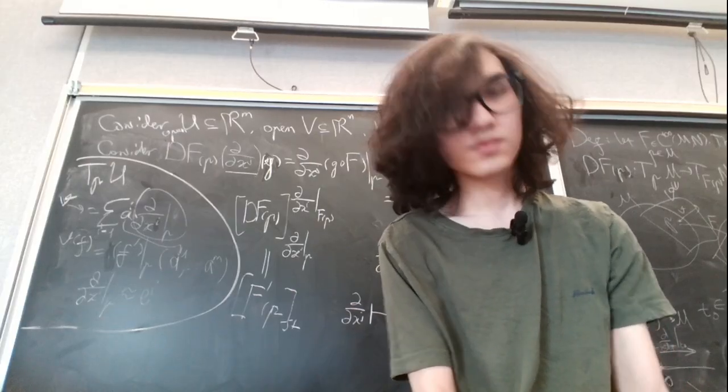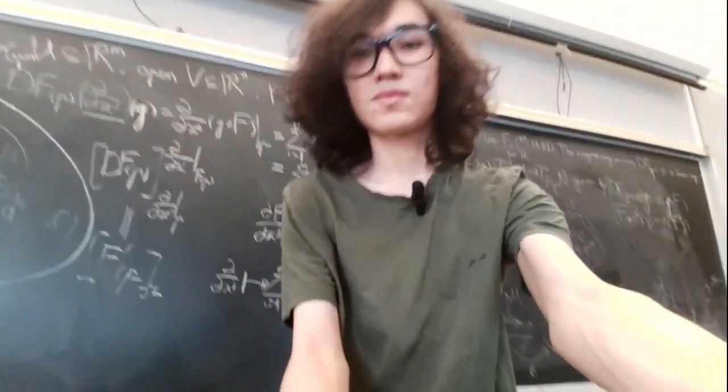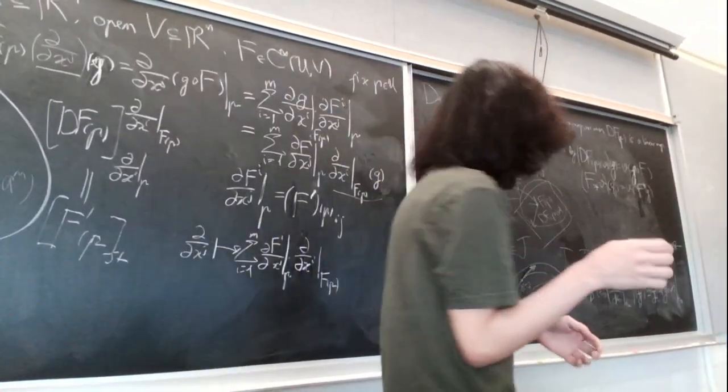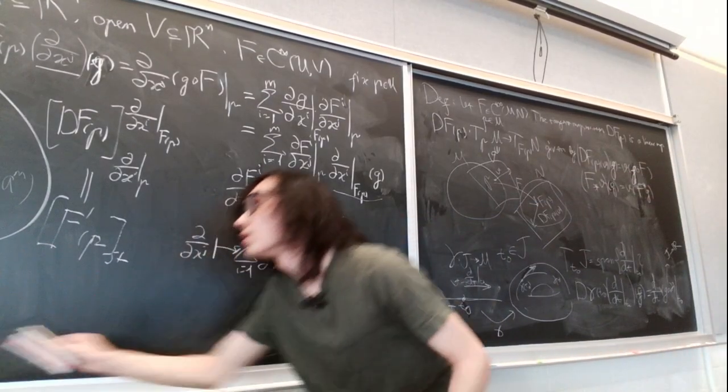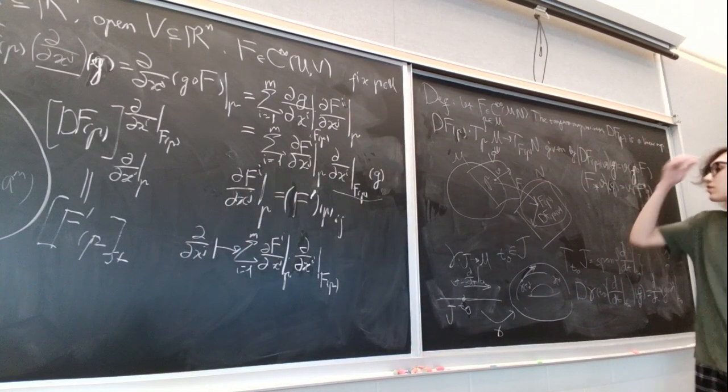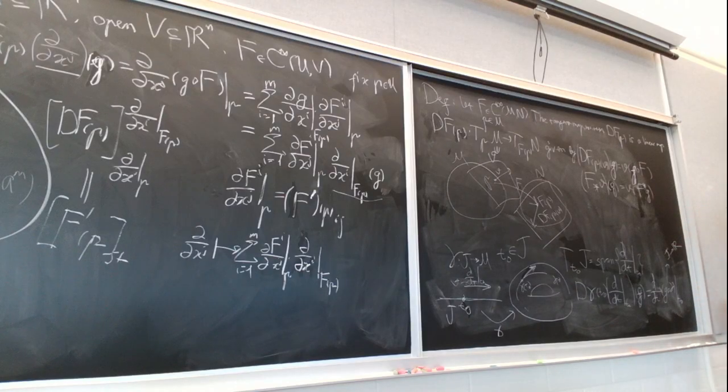Oh! That's why I was getting confused. I didn't realize. Okay. These are for now open sets in R^m and R^n. When we do it for manifolds, we're just going to add charts, and in charts it's going to look like the Jacobian of the map in the charts. There we go. That's fine. Yes, thank you. Can I erase? Yep. Okay.